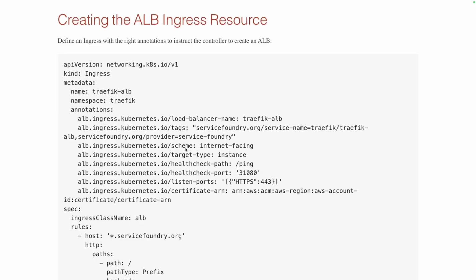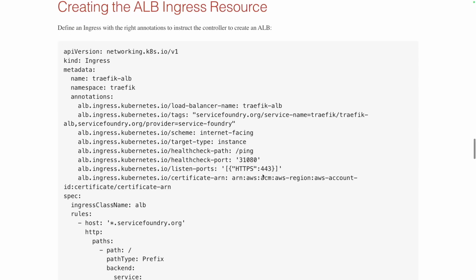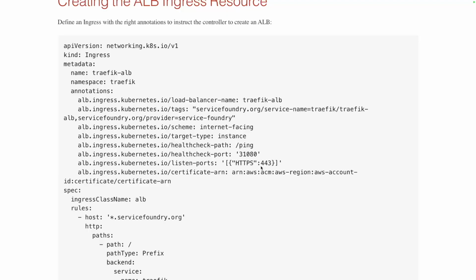Scheme set to internet-facing so it can receive traffic from the internet. Target type set to instance, which means the ALB will forward traffic to the Kubernetes node ports. Health check path set to /ping, which is Traefik's health check endpoint. Health check port set to 31080, which matches the node port exposed for Traefik's health checks. Listen ports specifies that the ALB should listen on HTTPS port 443. Certificate ARN points to the ACM certificate used for TLS termination.